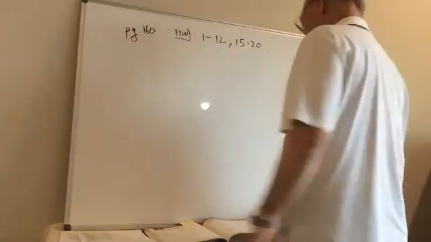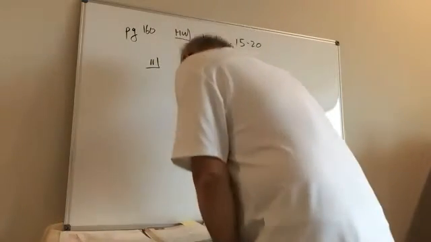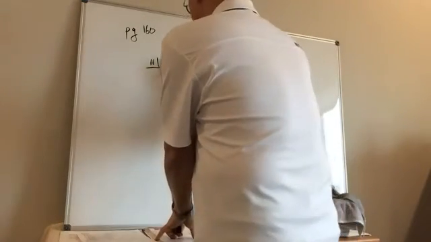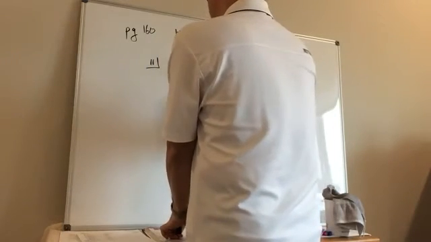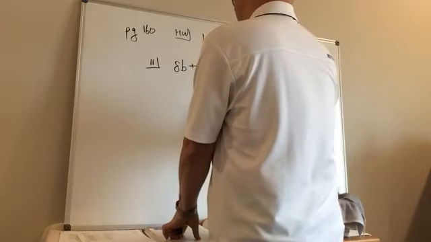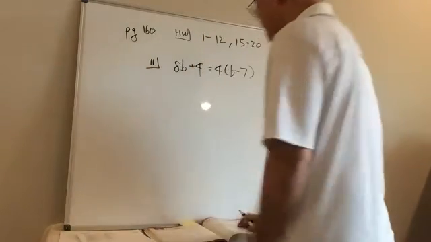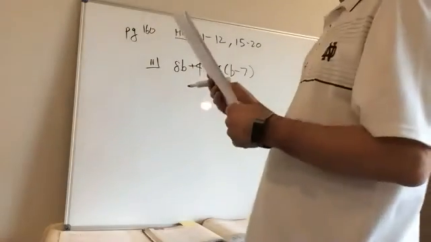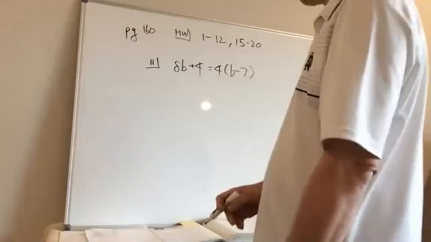11. 11, 8b plus 4 is equal to 4 times b minus 7. Okay. So let's pick on Phelan here. Phelan, how would I work this?